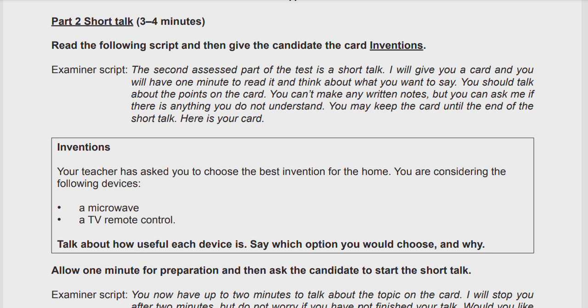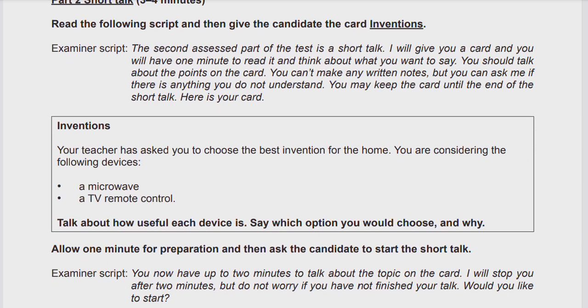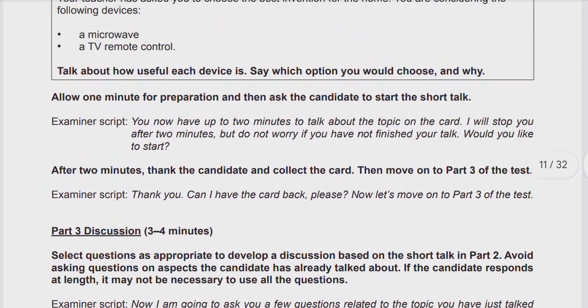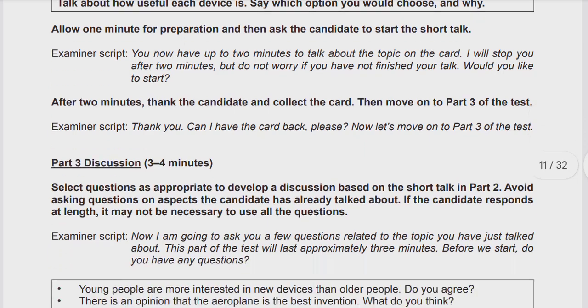Your teacher has asked you to choose the best invention for the home. You are considering the following devices: a microwave, a TV remote control. Talk about how useful each device is. Say which option you would choose and why. So you have to think in your mind, reading this for 1 minute, then start talking about it. When you finish your talking, keep in mind you can ask your examiner if you don't understand anything or if you find any confusion in this reading card.